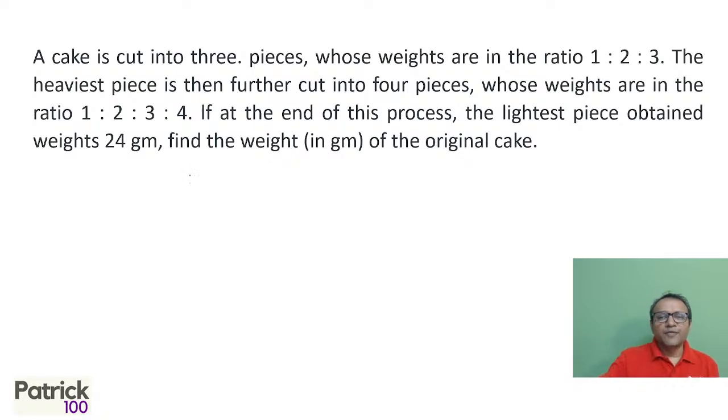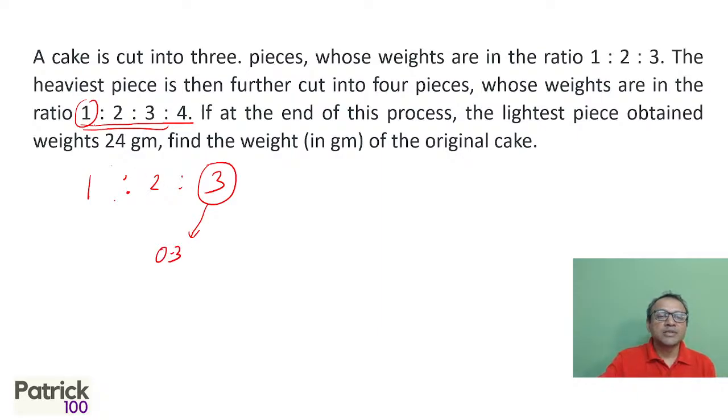Not a very difficult concept. You have the ratio of 1:2:3. Now the heaviest piece, which is 3, you're breaking up into 1:2:3:4. From there, lightest is 1 out of total 10. The lightest is 1/10 of 3, or 0.3. It will be 0.3, 0.6, 0.9, 1.2. That's how you break it up. Lightest is 0.3.